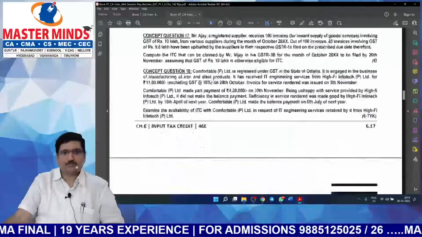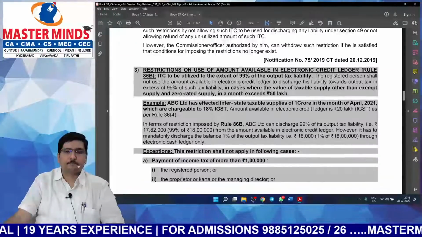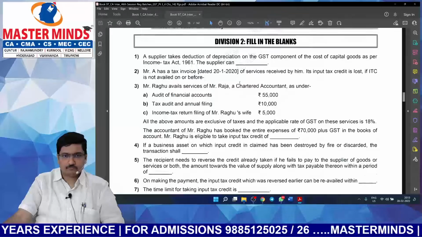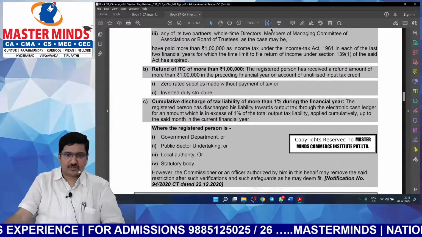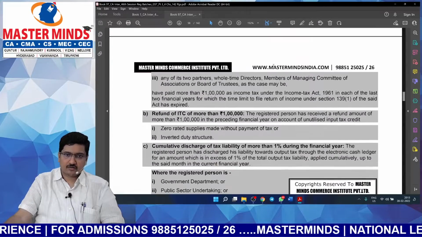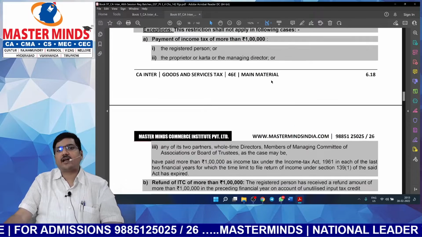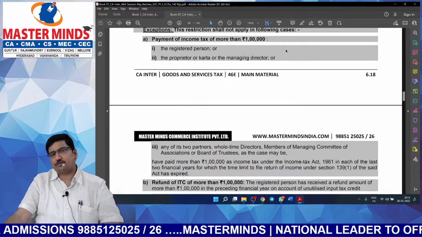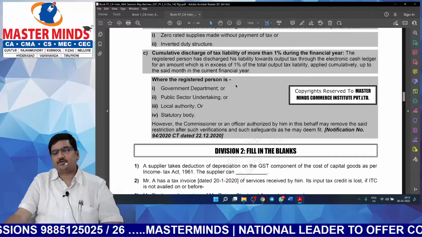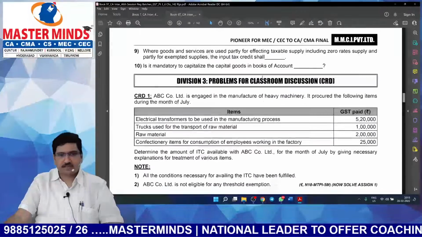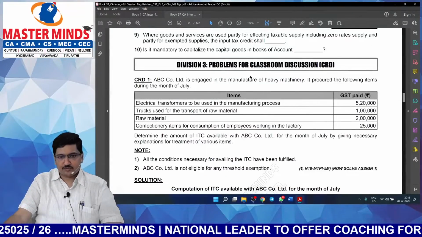Let us see how many problems were included here. So what is this gray background? That means some amendment happened in this content, in this provision, that we wanted to highlight using a gray background. Fill in the blanks. Next one, problems for class 2 discussion.